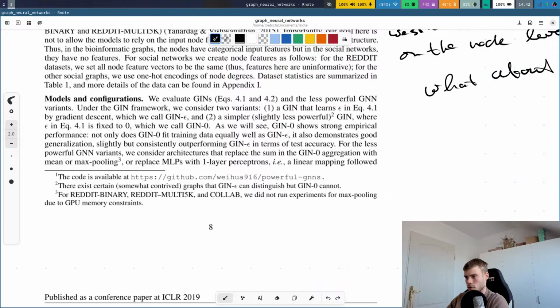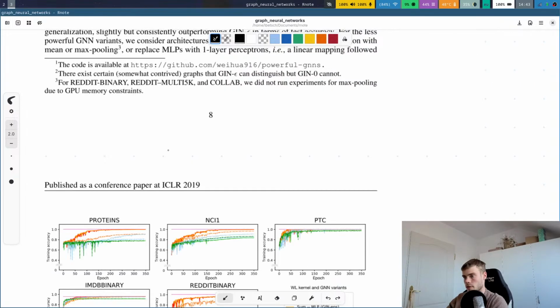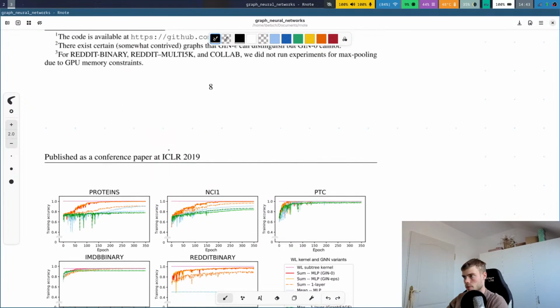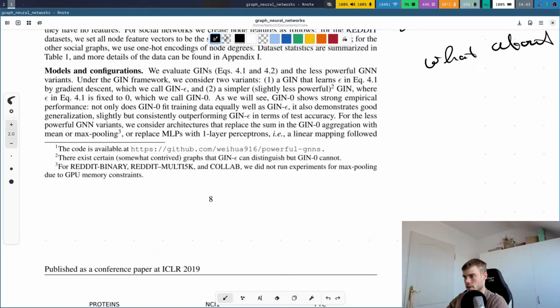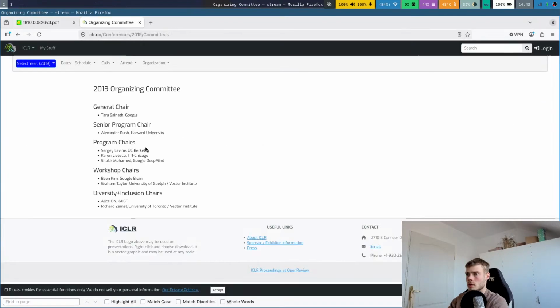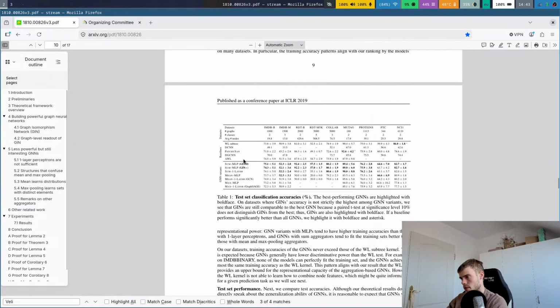For the less powerful GNN variants, we consider architectures that replace the sum in the GIN 0 aggregation with mean or max pooling, or replace MLPs with one-layer perceptrons, i.e. linear mapping followed by ReLU. Okay, they also have the code here. That might be worth looking at.